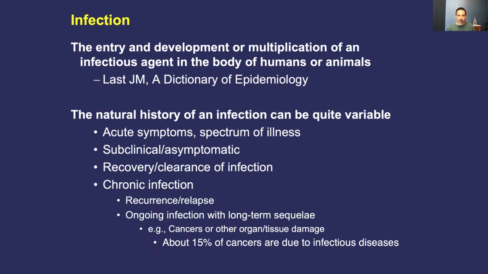So, given exposure, when infection does occur following exposure, we define infection as the entry and development or multiplication of an infectious agent in the body of humans or animals. The natural history of infection can be variable from one infected person to the next, which is sometimes referred to as the spectrum of infection or the spectrum of disease. With chronic infection, individuals can go on to develop organ damage or malignancies, such as with hepatitis C, causing cirrhosis and liver cancer in a subset of those who are infected.